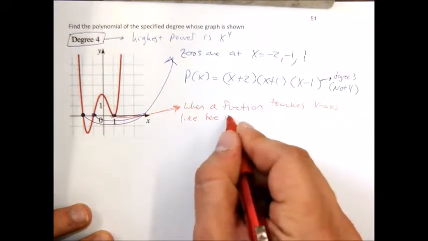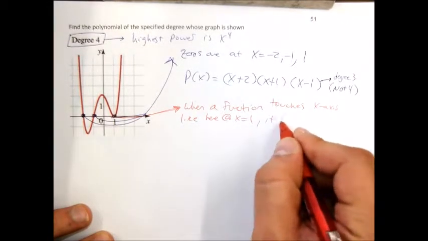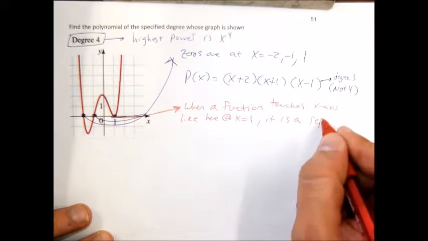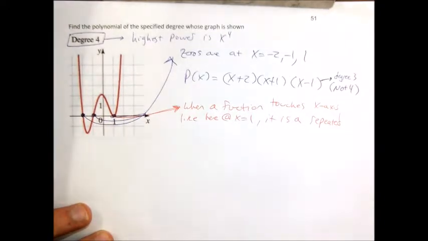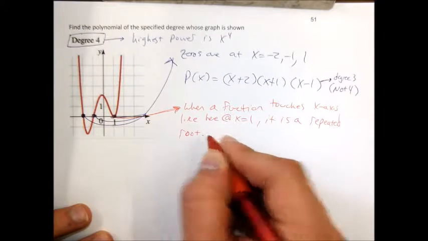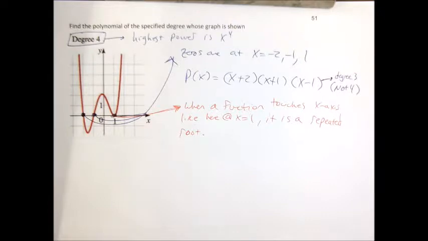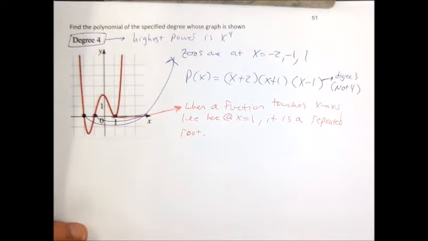like here at x equals 1, it is a repeated root, i.e. it occurs more than once. And moreover, it has to occur an even number of times. For our purposes, we'll just assume it occurs twice. But it could be a 4th or 6th or 8th. But we'll just assume it has 2.